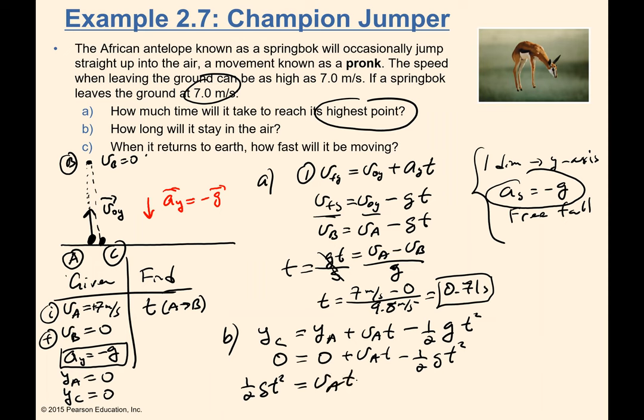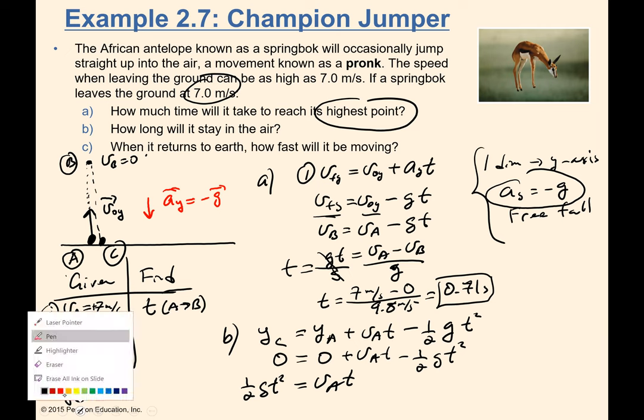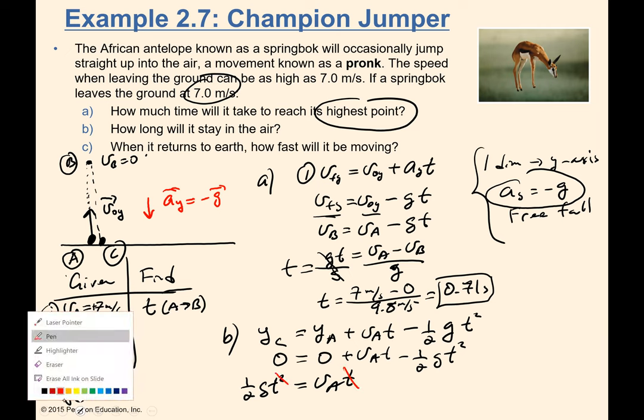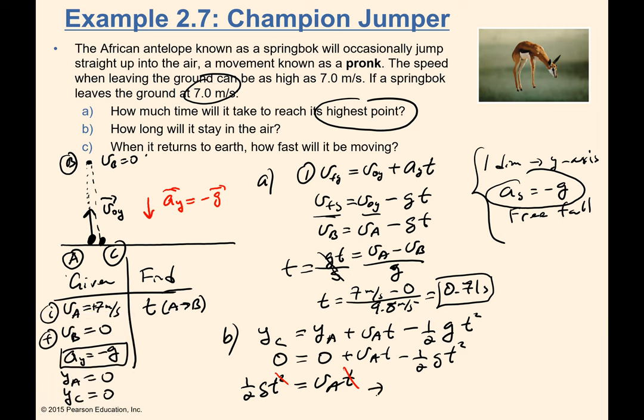Well, we're lucky because this is not a quadratic equation, because here I can cancel this time with that. And what we end up with is this. Solving for T means I move 1/2 G to the right. So that means T is equal to 2 times VA over G. All right. So what am I getting? I'm getting 1.42 seconds, roughly. That's the time it takes to go from A to C.